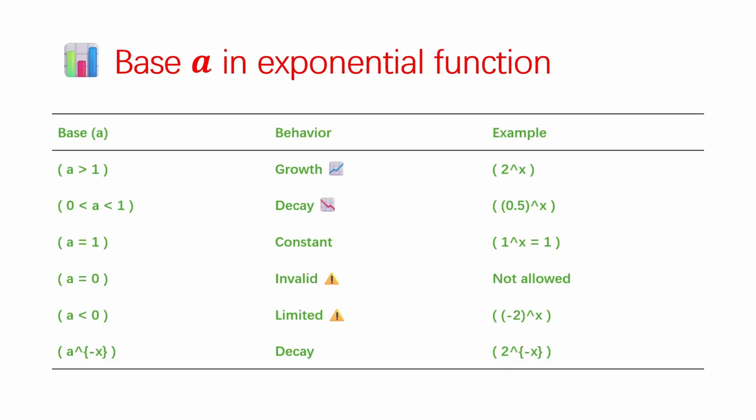Now, let's look deeper. The behavior depends on the base a. If a is greater than 1, we get growth. If 0 < a < 1, we get decay. If a equals 1, the function is constant. If a is less than or equal to 0, things become invalid or unstable. So the base completely controls the shape of the curve. You can think of the base as the growth engine.